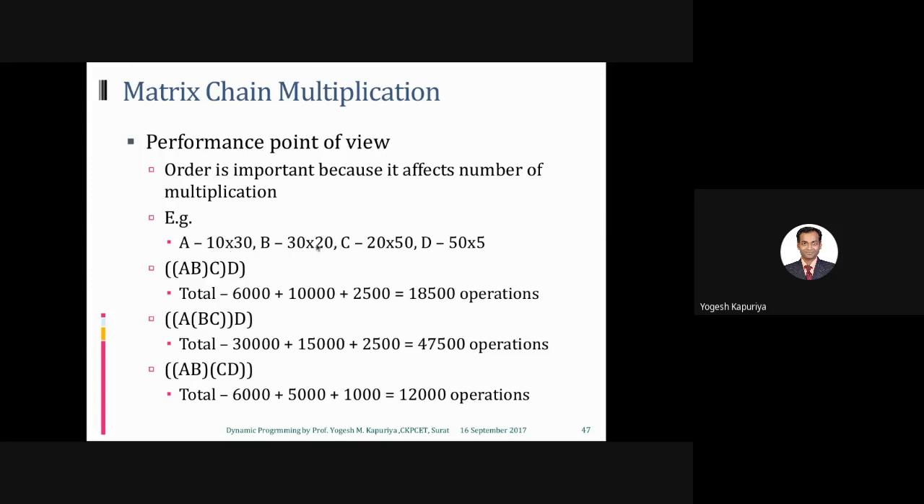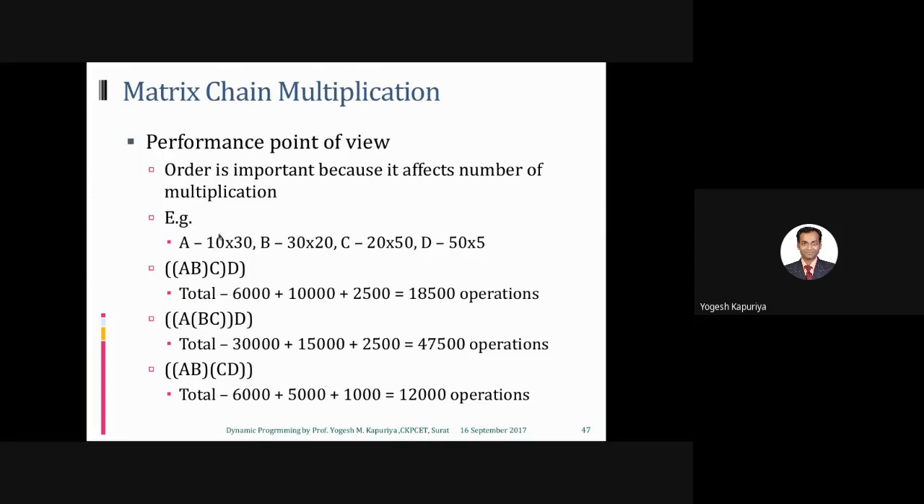So 10 cross 20, you are multiplying with 20 cross 50. So that means 10 into 20 into 50. So that will be your another number of multiplication operations which is required to be performed. So that turns out to be 10,000. And now we are actually multiplying the result of ABC with D.